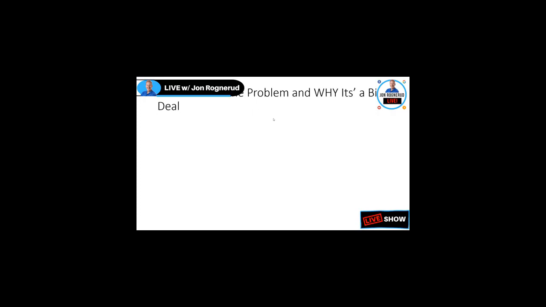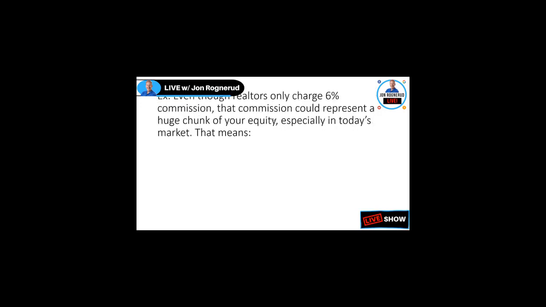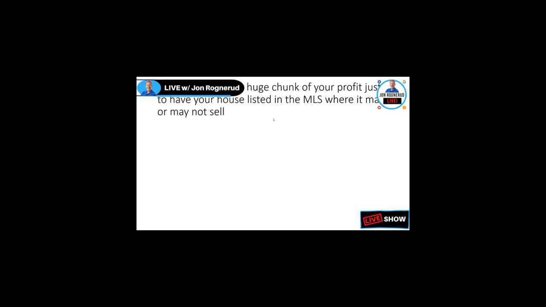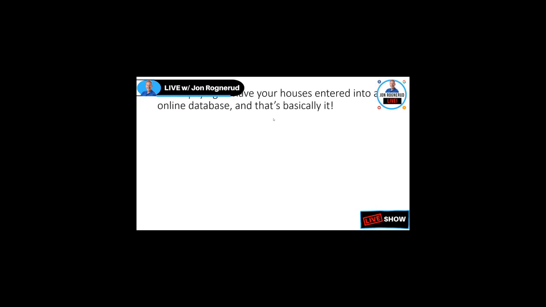Number two, state the problem and why it's a big deal. And here's an example of that. Even though realtors only charge 6% commission, that commission could represent a huge chunk of your equity, especially in today's market. That means, and then you start breaking it down, right? So you're paying out a huge chunk of your profit just to have your house listed in MLS where it may or may not sell. You're basically going through the listings or points there on what that means.